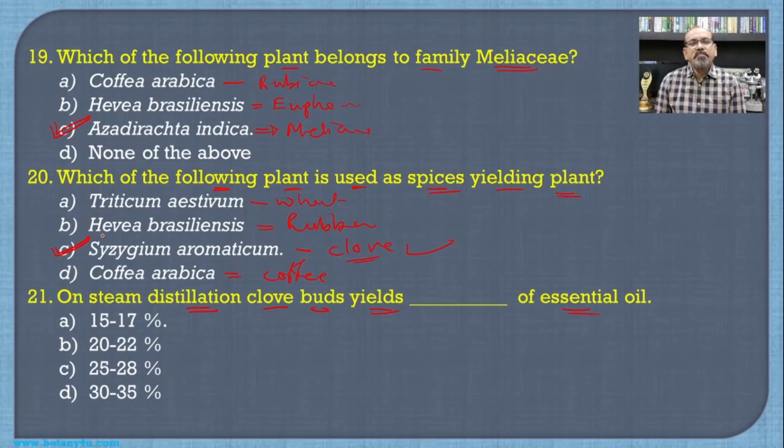If you see the complete process of steam distillation and the chemical composition of the clove, it is responsible for yielding 15 to 70% of the essential oil. Because of it, there is a specific type of aroma to the cloves or the clove oil.